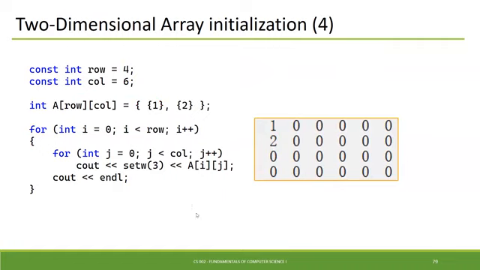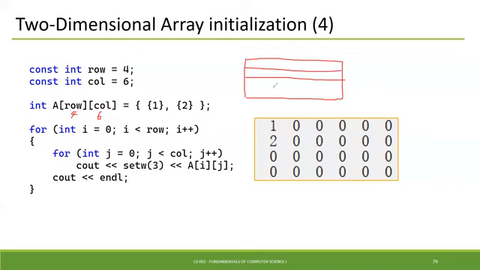Okay, and guys, look at this one. In this example, I have 4 rows, 6 columns. Then the computer will create 24 spaces, right? So it is 4 rows and 6 columns like this. Look at this one. This is the first row, right? So the first row will be 1 and there is no more, so the computer will fill all 0.